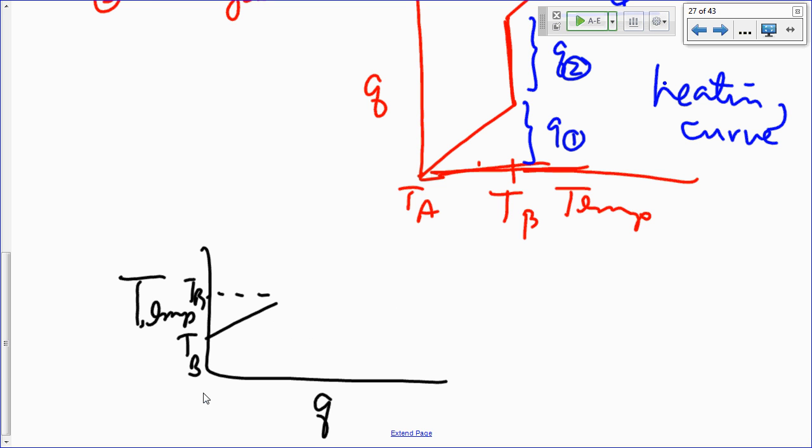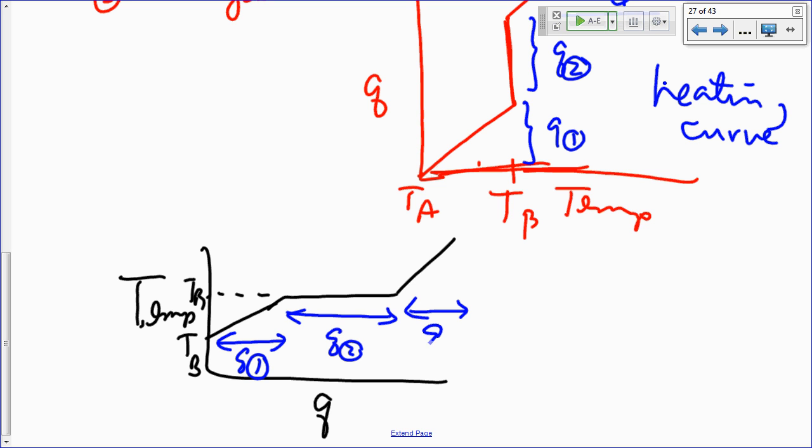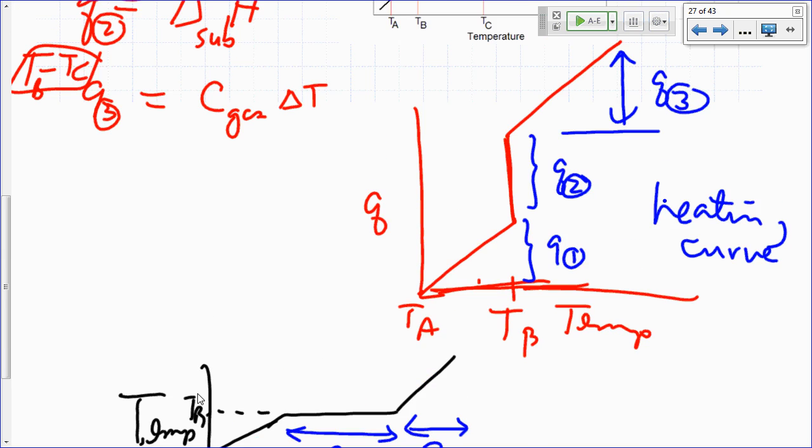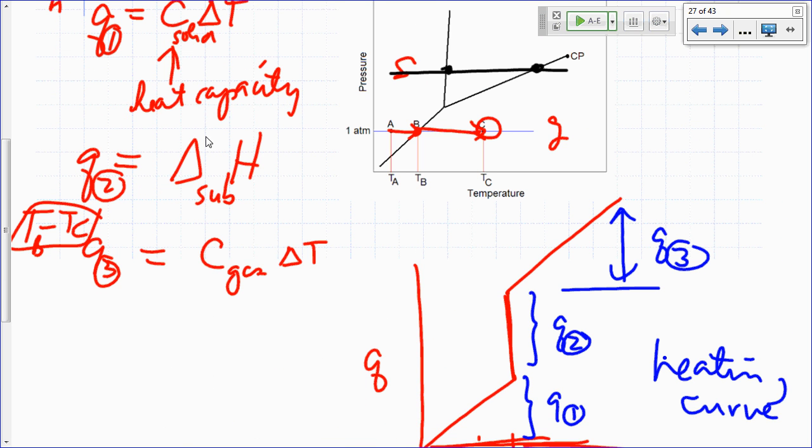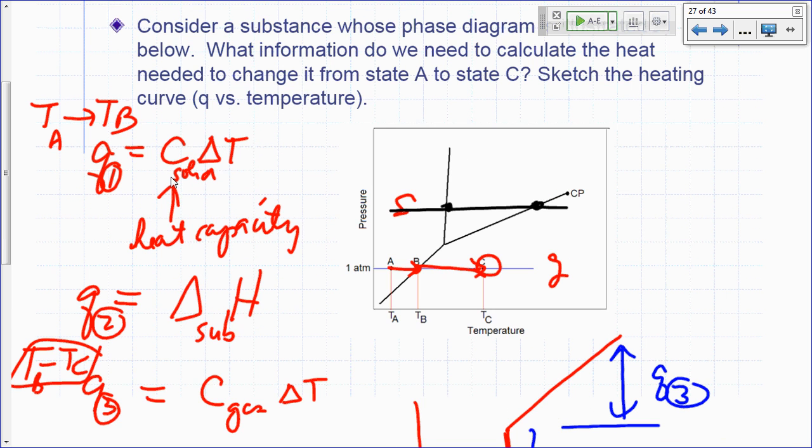So this one right here we say is Q1. And this thing right here would be Q2, delta H sublimation. And then once everything's turned into a gas, the temperature goes up again. Q right here is going to be equal to Q3. Okay? So Q1, Q2, and Q3 are the amounts of heat that you need to supply for this process to occur.